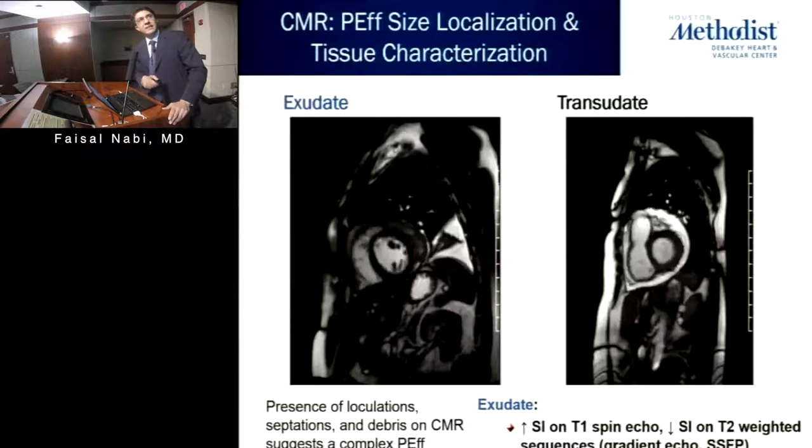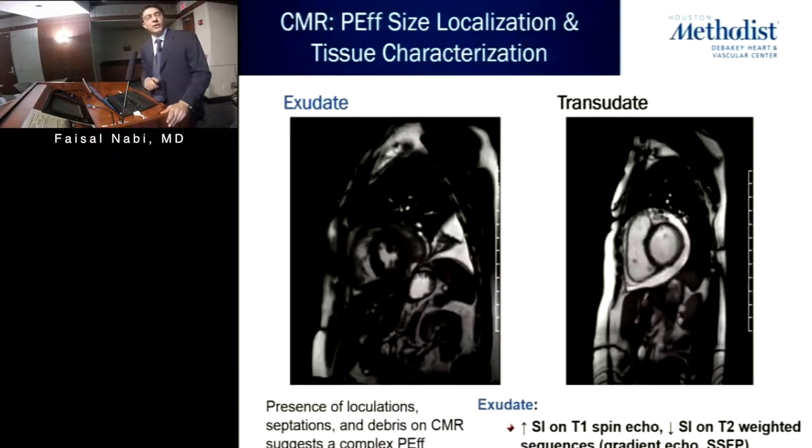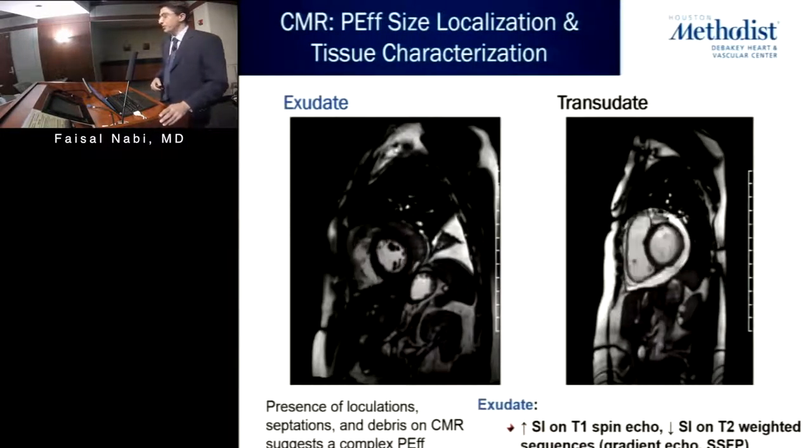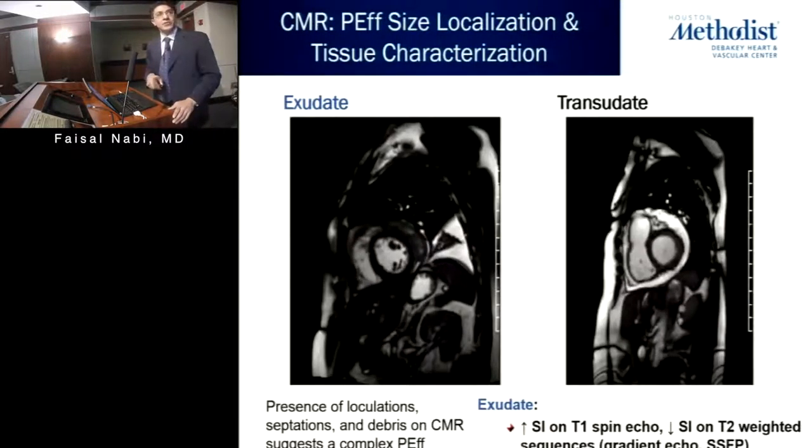But you can see here that this effusion is actually loculated. If you look at the effusion itself, notice how dark it appears compared to this simple transudate over here. Furthermore, you can see that it has a lot of septations in there, debris. All of this points to this being a complex pericardial effusion. And based on tissue characteristics that we use with our T1 and gradient echo images, this is more than likely an exudative process that we're seeing.